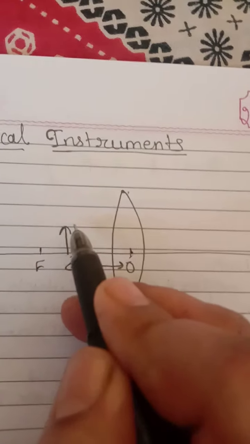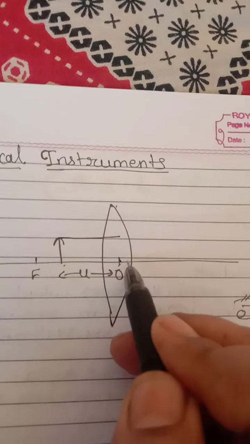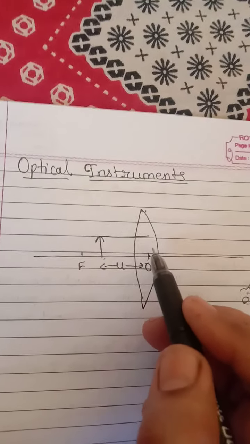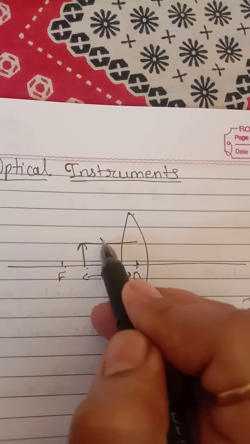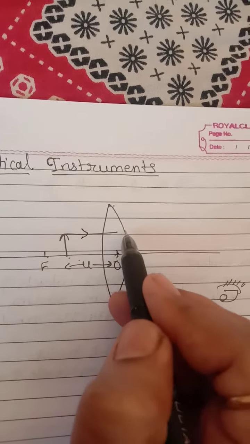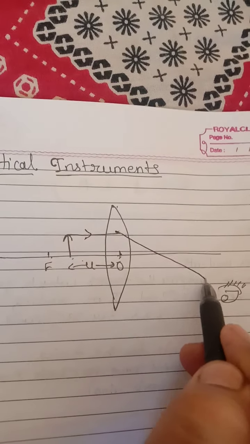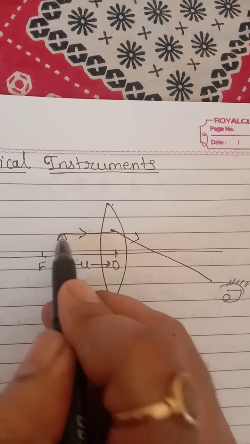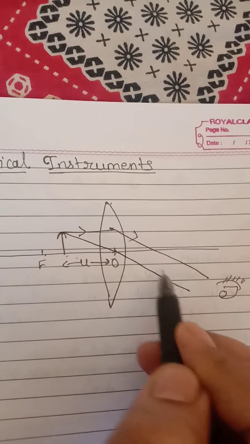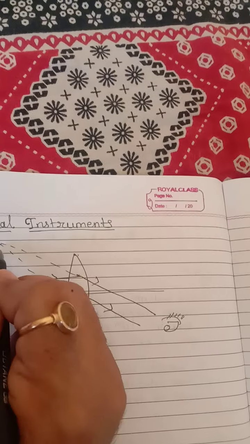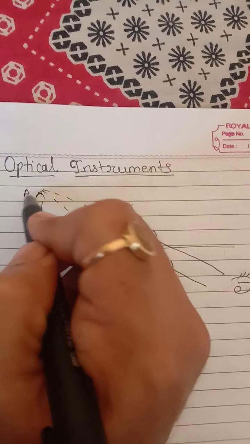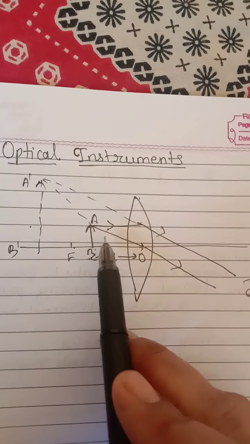Now the two rays will pass. This is the condition that should always be kept. If you have to see the magnified image from a simple microscope, then the object should be somewhere between O and F. You can see the two rays: one parallel to the principal axis will pass through the focus behind the lens, and the other will be transmitted through the optical center, that you know. And when we extend them, we will find a magnified image, virtual and erect, A dash B dash, just behind the object. This is the image and this is the object.